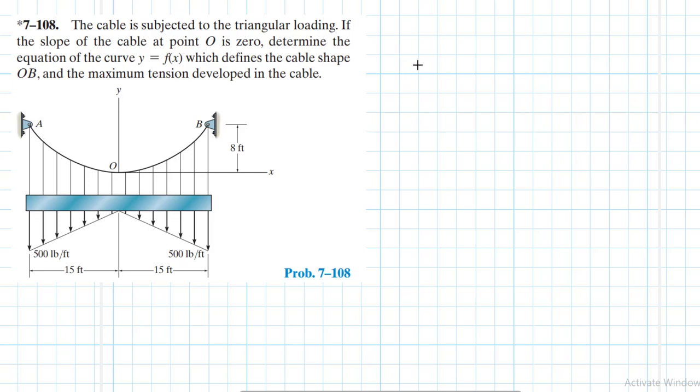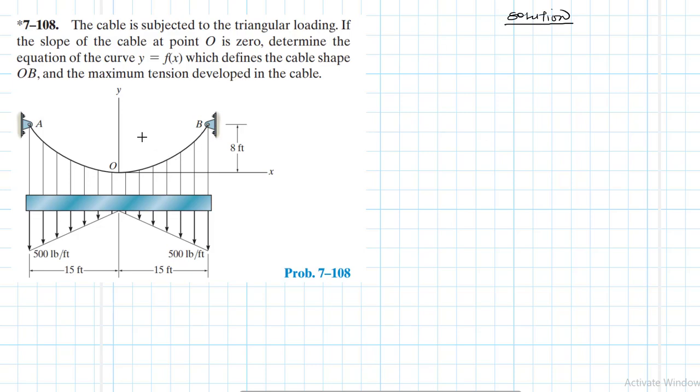The problem reads: the cable is subjected to the triangular loading. If the slope of the cable at point O is 0, determine the equation of the curve y equal to f of x, which defines the cable shape OB, and the maximum tension developed in the cable. This problem is coming from the Engineering Mechanics Statics textbook, 13th edition, by R.C. Hibbeler.